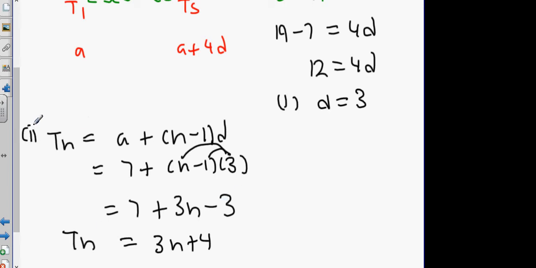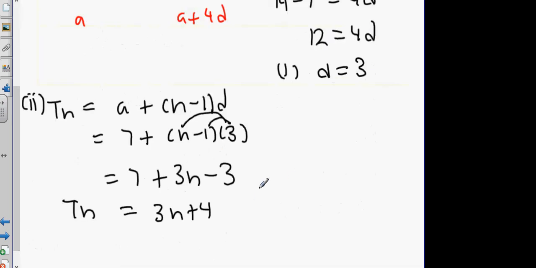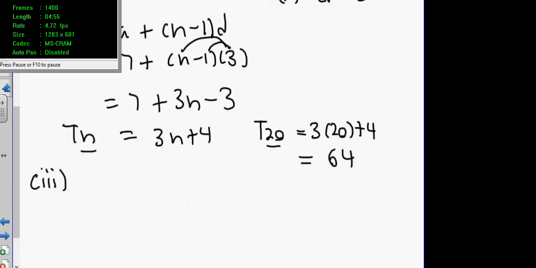So that's the first half of part 2 answered. And what they want as well is, they want me to find out what T20 is. To find out what T20 is, all I need to do is replace anywhere I see n with 20. And I'm going to get 3 times 20 plus 4. And what I'll get here is 64. So T20 is 64.